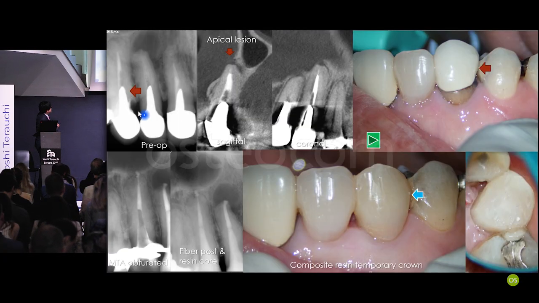So for example, this, you see the lesion, and this is the tooth I'm going to treat. I remove the coronal restoration, and I place a composite coronal restoration, bonded to the tooth. So this way, you can prevent the bacteria ingress into the canal. So if you do that, you can have healing.